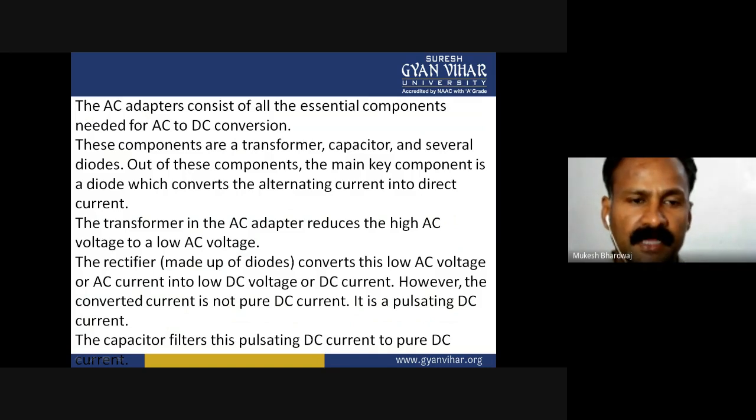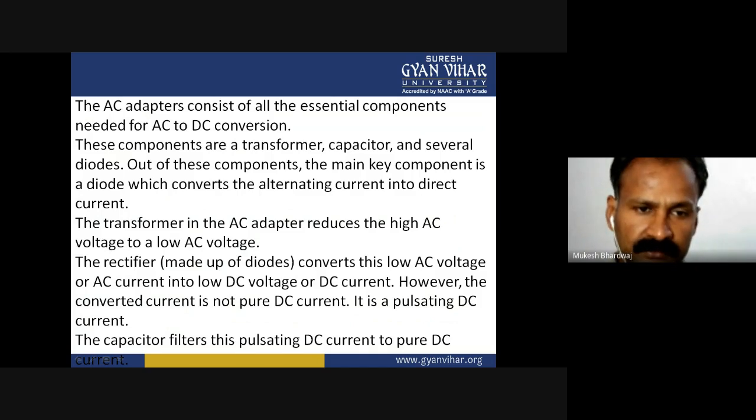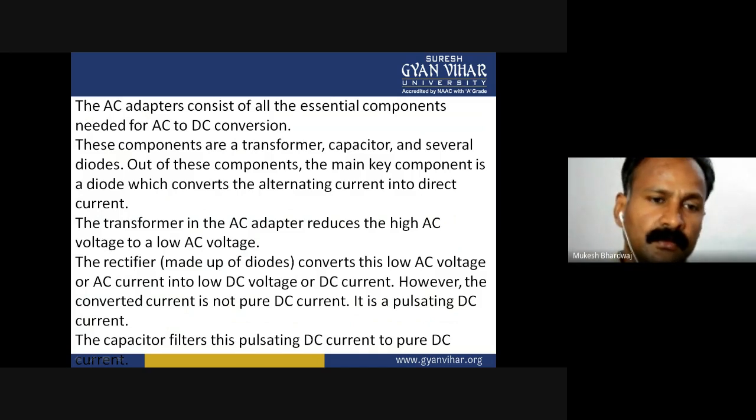And in the encapsulation of that particular adapter, there is a circuitry arrangement of diodes, filters, and small step down voltage transformers. So these components are transformers, capacitors, and several diodes. Out of these components, the main key component is the diode, which converts the alternating current into direct current.